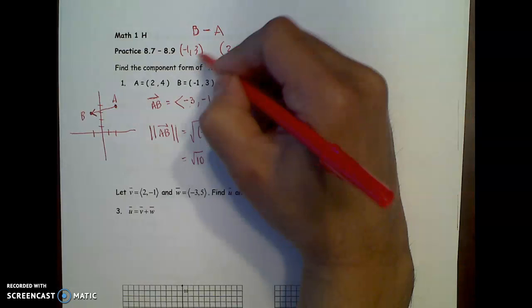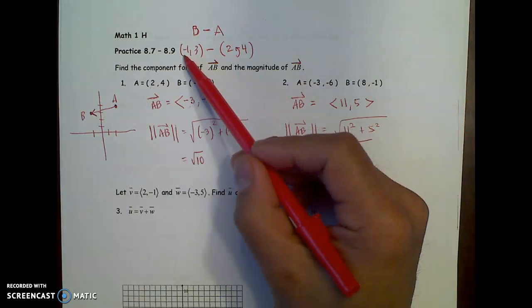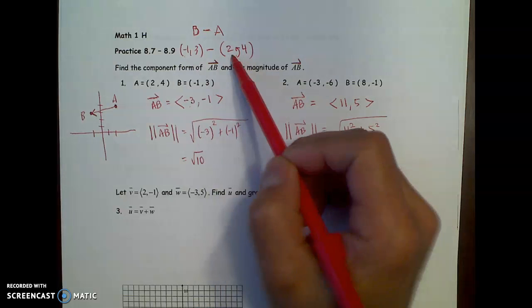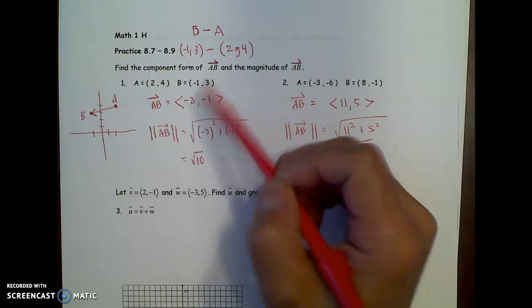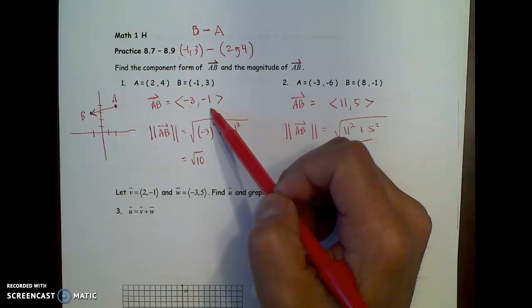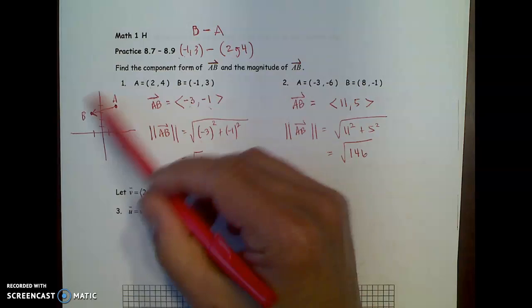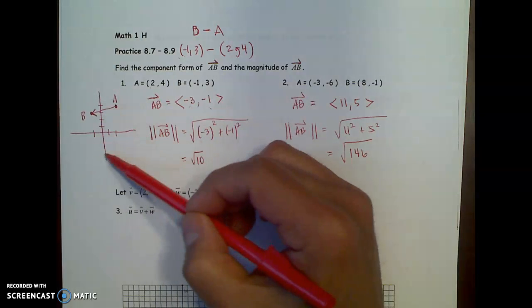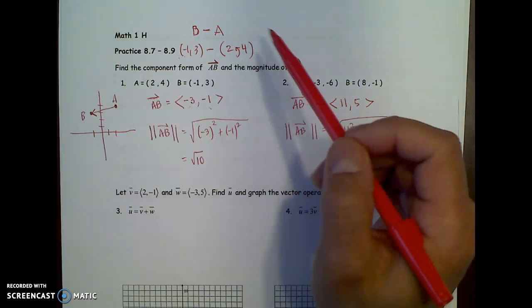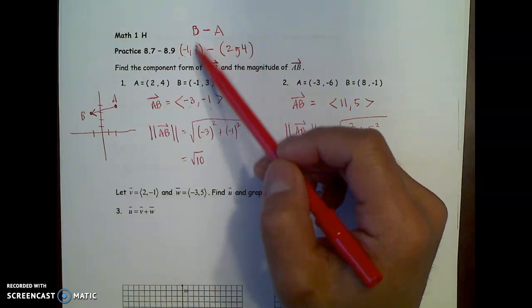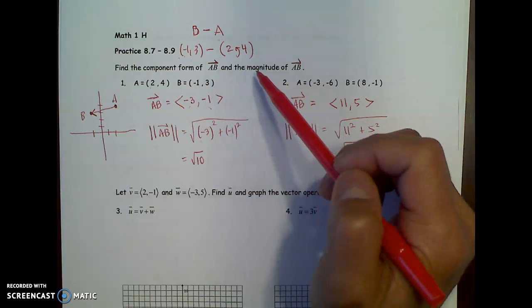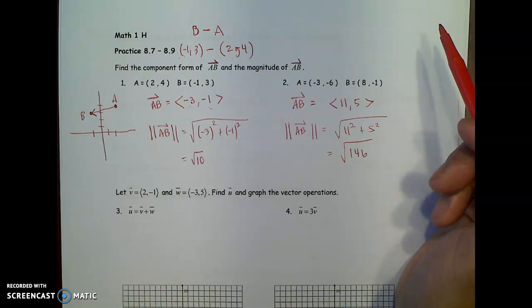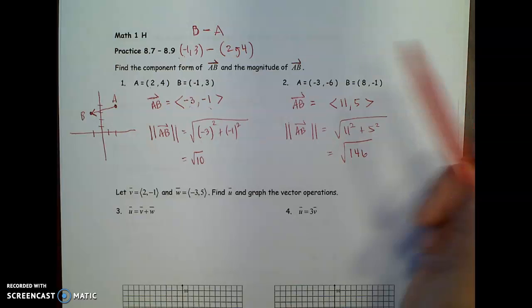When I subtract, I'm going to do the horizontal, the x numbers, first. So -1 minus 2 is -3, and 3 minus 4 is -1. So if you find it hard to graph, you can use this: take the ordered pair for the head and subtract the ordered pair for the tail, and that will get you your horizontal and vertical components for that vector.